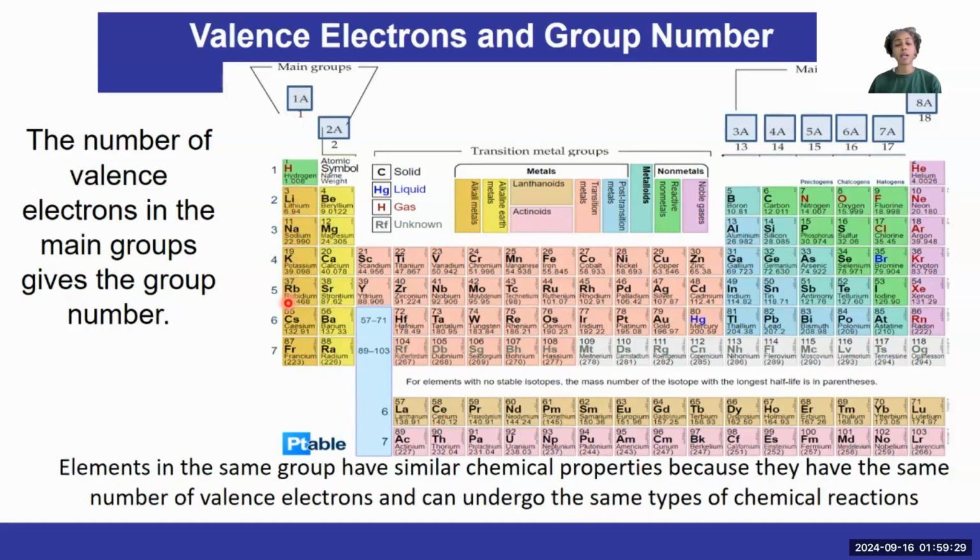So atoms in group 1A all have one valence electron. Atoms in group 2A all have two valence electrons. The noble gases all contain 8 valence electrons, except for helium. Helium has two valence electrons. All of the other noble gases have 8 valence electrons. And because they have what we call a complete outer shell, they are non-reactive. So elements in the same group number can undergo similar types of chemical reactions, all because they have the same number of valence electrons.